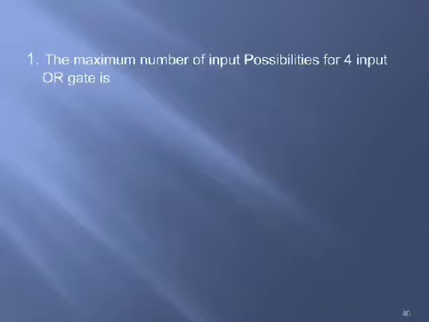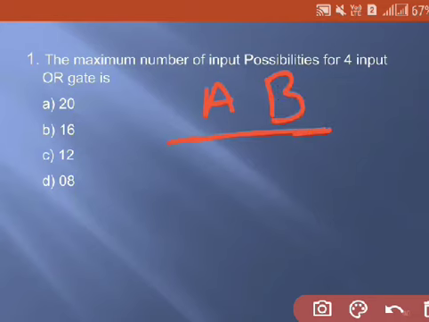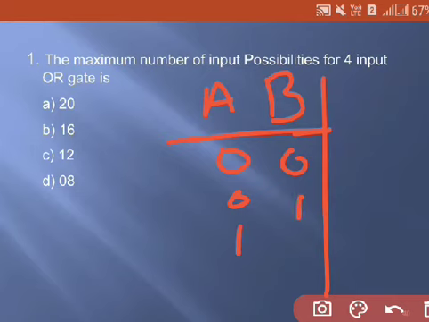So we will see some quiz. The maximum number of input possibilities for a 4 input OR gate is how much? For a 2 input OR gate you will be getting 4 combinations. Let us say A and B are the 2 inputs, for which how many combinations will you get? 0 0, 0 1, 1 0, 1 1. That means 4 combinations.